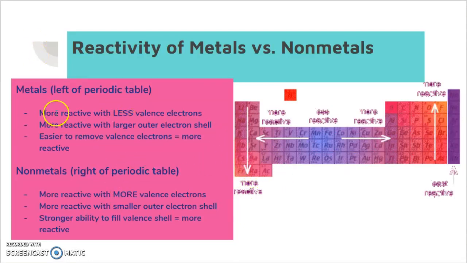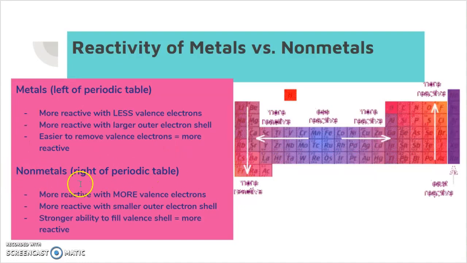Okay, this is because they have less valence electrons, so they have less things that they need to give away. So that makes it a little bit easier. They have a larger electron shell, so they're further away from the nucleus, they're easier to get rid of. So when it's easier to remove those valence electrons, that means it's more reactive.